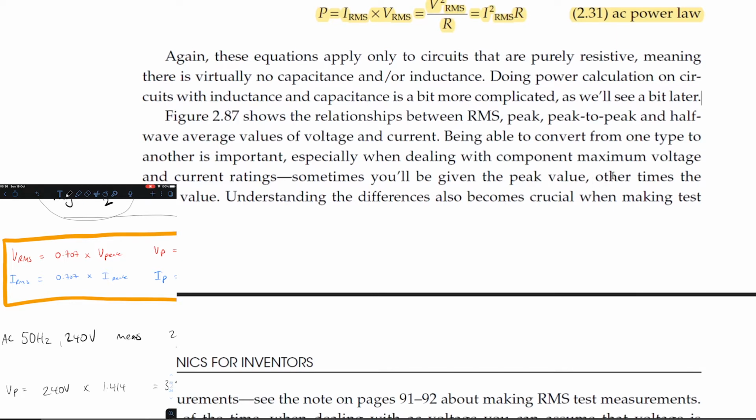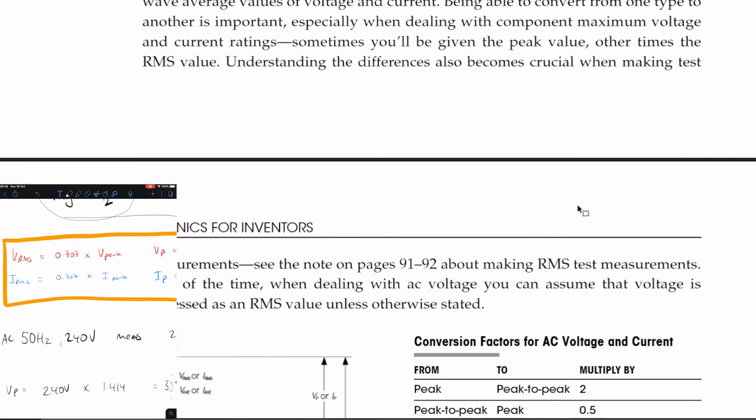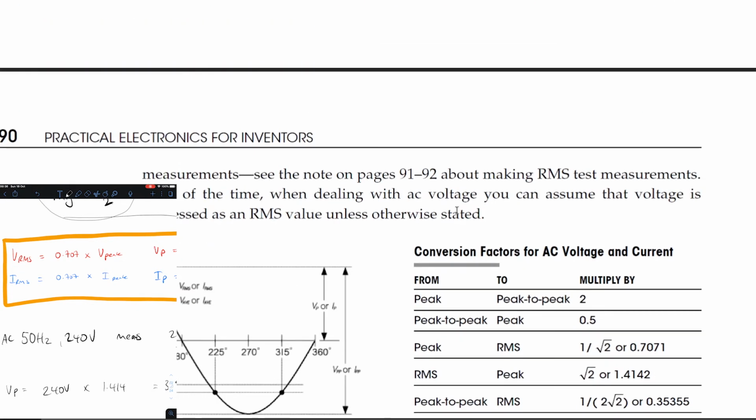Especially when dealing with component, maximum voltage, and current ratings. Sometimes you'll be given the peak value, other times the RMS value. Understanding the difference also becomes crucial when making test measurements. See the note on pages 91 to 92 about making RMS test measurements. 91 to 92. That's the next page. Okay. Most of the time, when dealing with AC voltage, you can assume that voltage is expressed as an RMS value, unless otherwise stated. Yeah. Okay. Yeah, AC voltage. Got it.